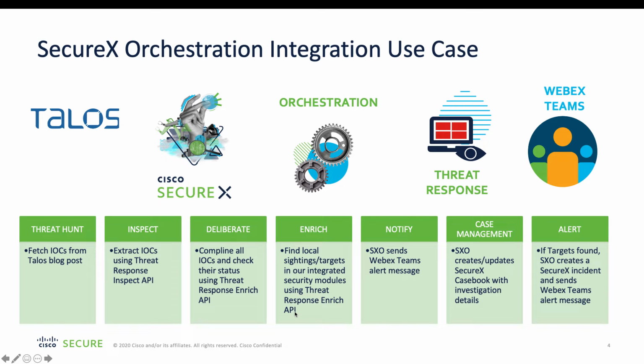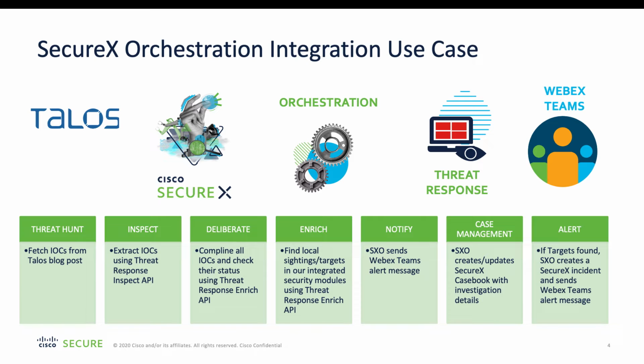So essentially, this is the use case that we're looking at. First, we fetch indicators of compromise from the Talos blog. Then we extract these indicators of compromise using the threat response inspect API. We compile them into a single list, and then we check each of them and their status with threat response and the reach API to find out if they're clean, malicious, suspicious, or unknown. And then for malicious, suspicious, or unknown IOCs, we are also doing enrichment with our environment, looking for local sightings and targets in our integrated security modules using threat response and the reach API again.